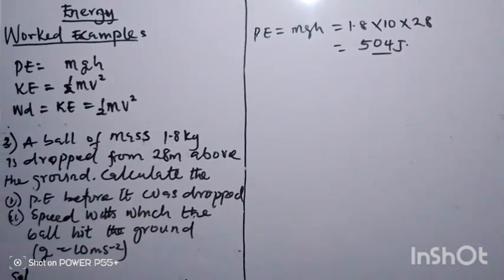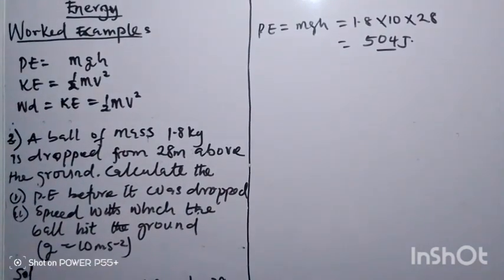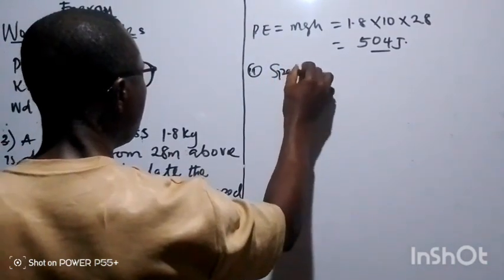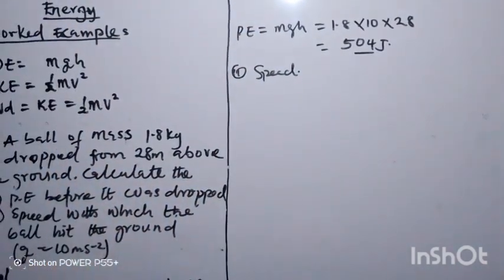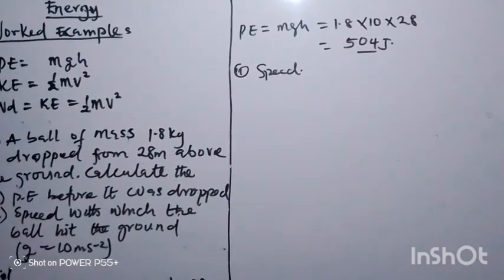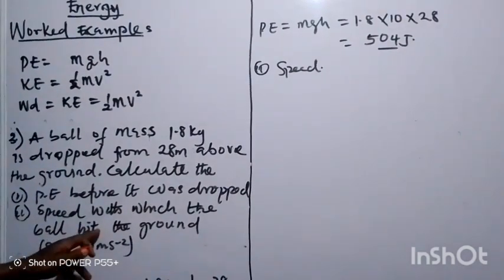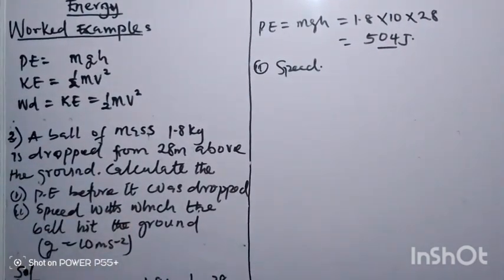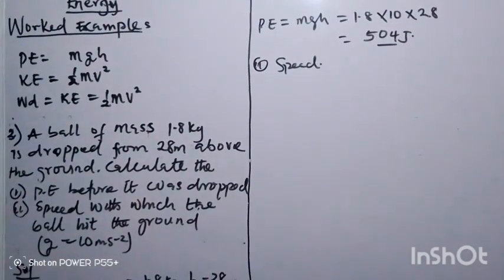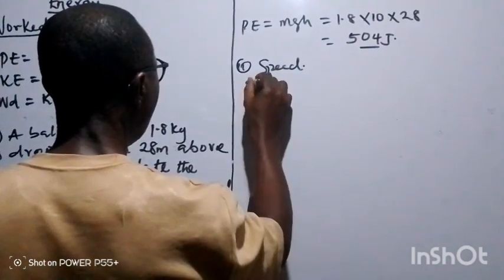Now the second question says we should calculate the speed with which the ball hits the ground. This will lead us to what we call energy transformation, which we are still coming to after this. By the time the ball is about to hit the ground, all the potential energy will have converted to kinetic energy on hitting.